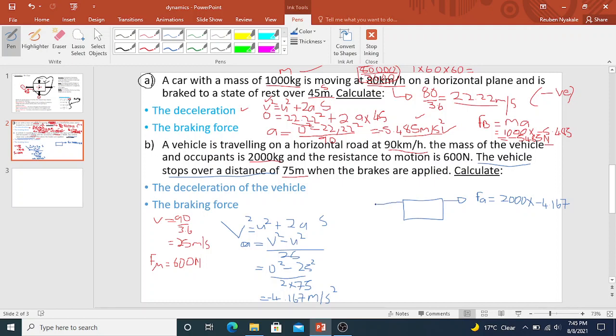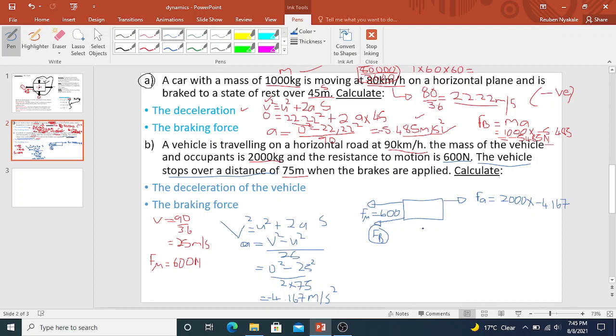Then here we are having the frictional force. Our frictional force is given as 600 newtons. Then we are looking for FB, because FB and the frictional force are always opposing, eh? This is what we have. They want us to calculate this FB.